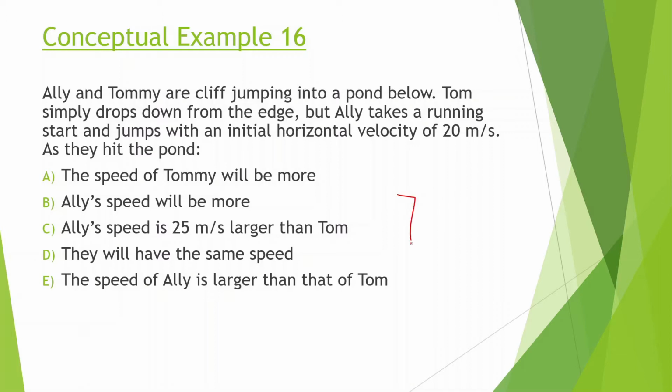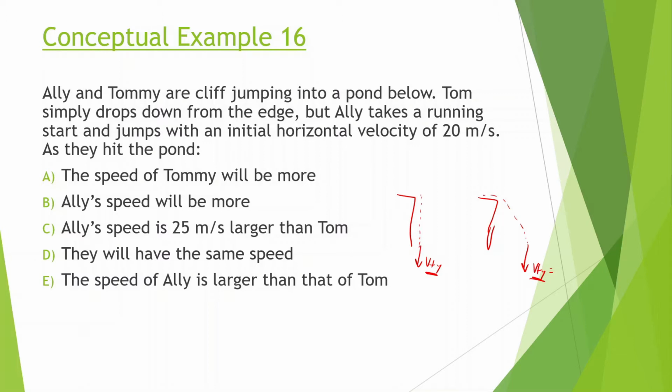Okay, so let's draw these two scenarios. We have Tom here, who simply drops straight down like this. And then Allie, who runs, so she's going to drop something like this. Same cliff, so same height. What we should know is that they're both going to have the same final velocity in the y direction. Since they both start with an initial velocity of 0, and they're both going to fall the same distance in the y direction, they're both going to have the same final velocity in the y direction.